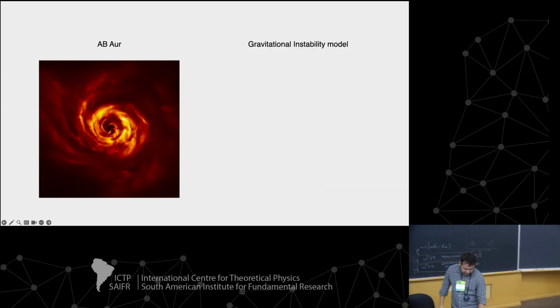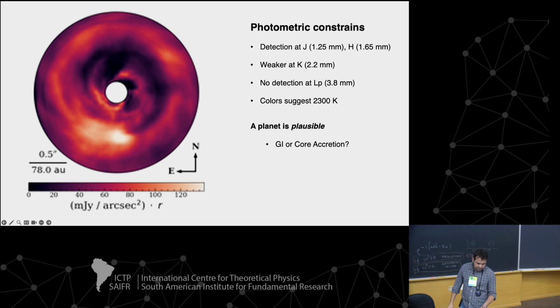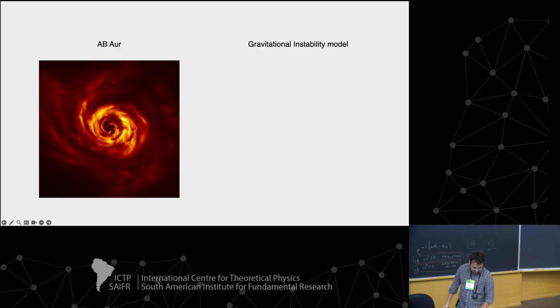So what we have here is an object that the colors are suggesting a temperature of 2300 Kelvin, right? And the model suggests a mass of 10 Jupiter masses. So we have two possible ways to form this. One is by core accretion, but the other one is gravitational instability.